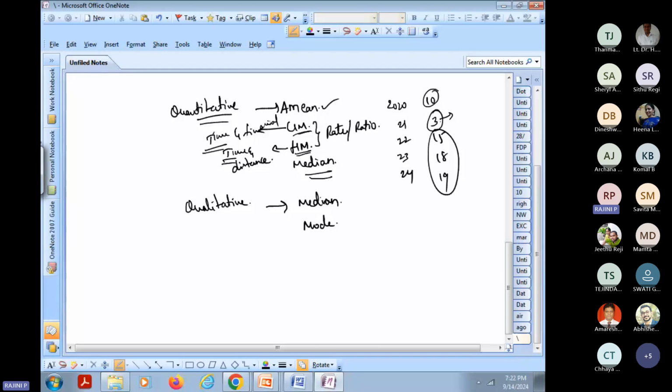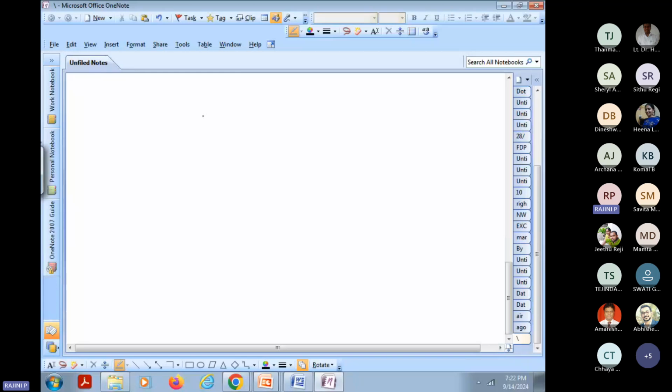And now just go for the median. An example I'll tell you. An example of each method also I'll tell you. Then later it will be easy for you.